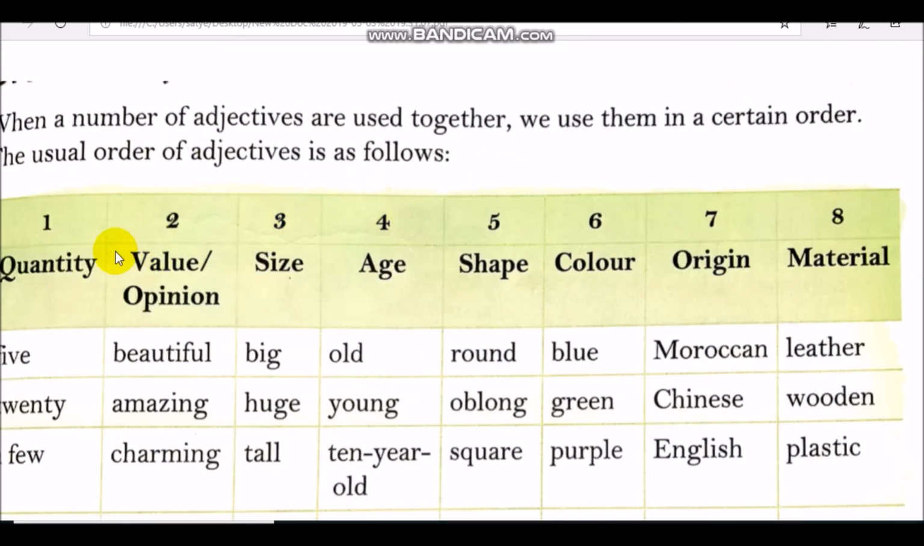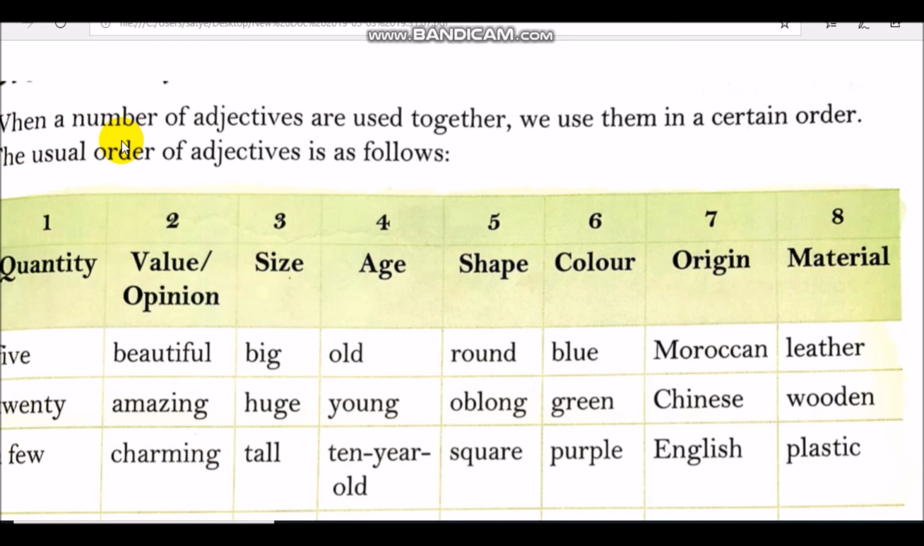Now, when a number of adjectives are used together, we use them in a certain order. Like अभी हमने पढ़ा there are different kinds of adjectives. But हम अगर किसी sentence में use करते हैं तो हमें एक table follow करनी होती है. उस table को follow करके हम sentence लिख सकते हैं. For example, the number one rule of this table is quantity. अगर कोई sentence है तो हमें उसमें सबसे पहले quantity लेनी होगी. Quantity means 5, 20, few, some, enough, that all.